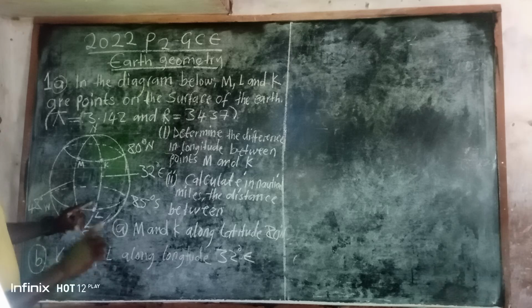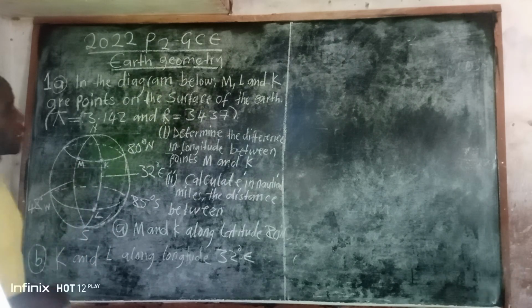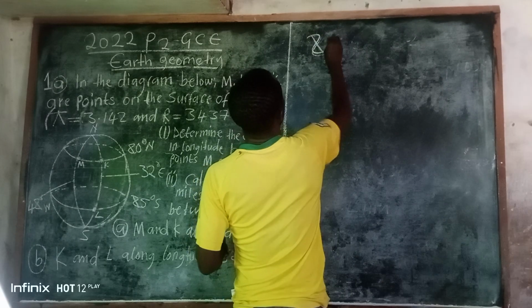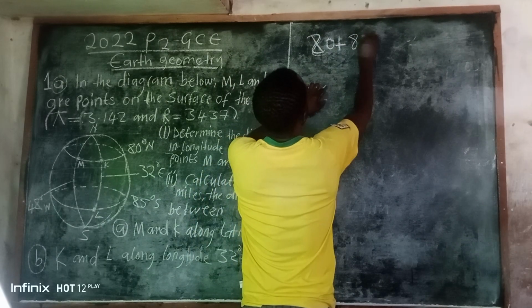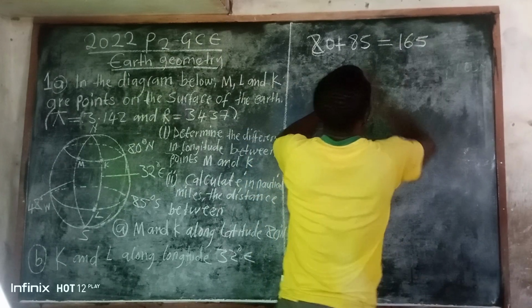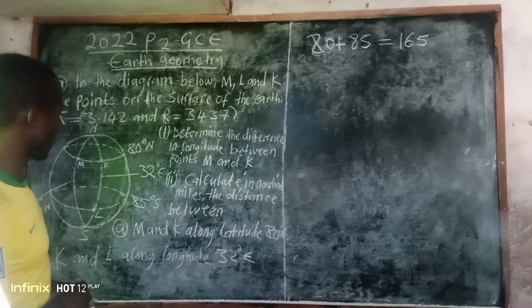So what are we going to do? We are going to add, for us to know the difference between these two. We are going to say 80 plus 85. The answer will be 165. You are not mistaken, yes. So 165 is our answer.